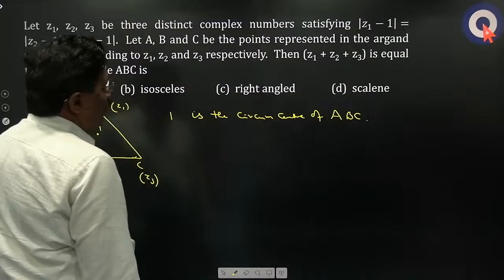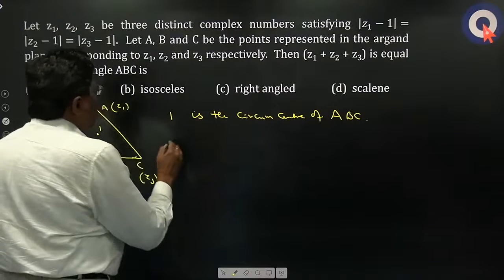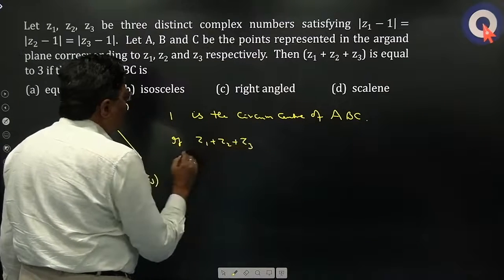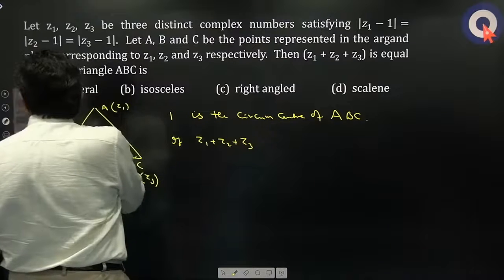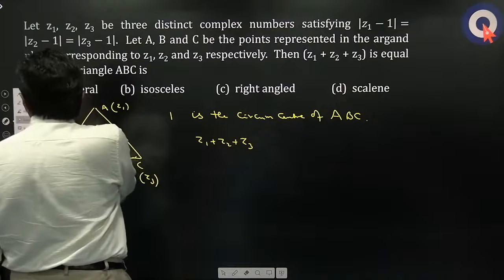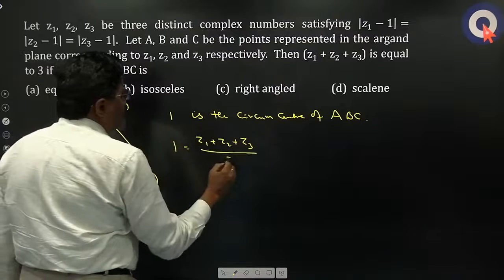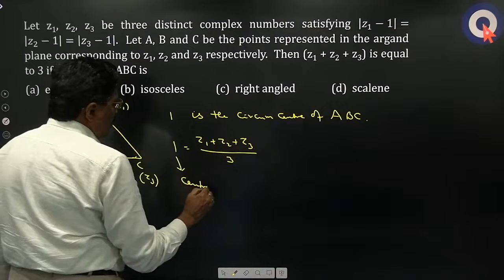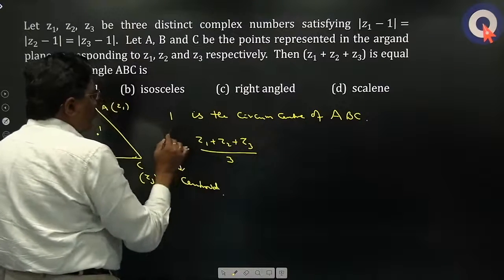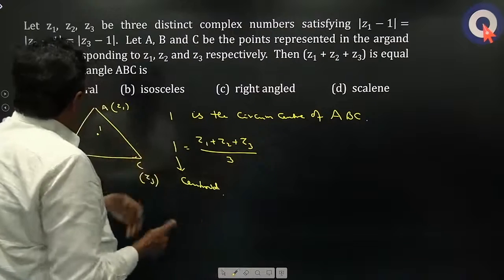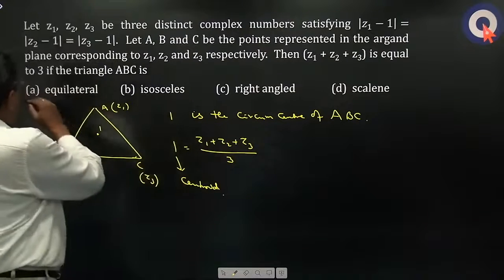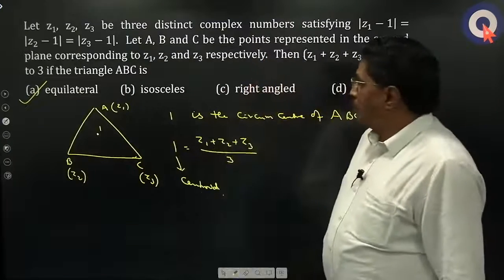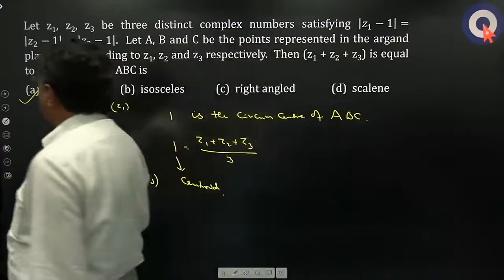Then Z1 plus Z2 plus Z3 is equal to 3. See, if Z1 plus Z2 plus Z3 is also equal to this much, then 1 is the centroid also, right? So if that happens, 1 is the circumcenter and 1 is also the centroid, then the triangle has to be an equilateral triangle, nothing else. So straight, right? So now let us see the next problem.